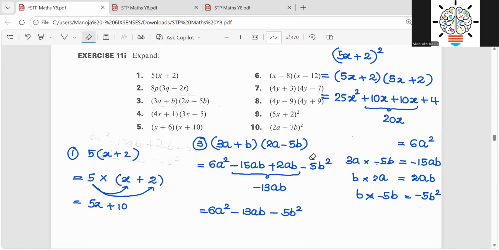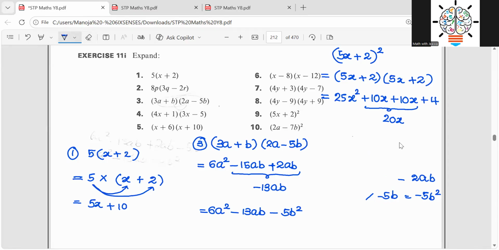So how do you finalize the answer? So the 25x squared, right? So I will quickly write the final answer. Here you write 25x squared plus 20x plus 4.